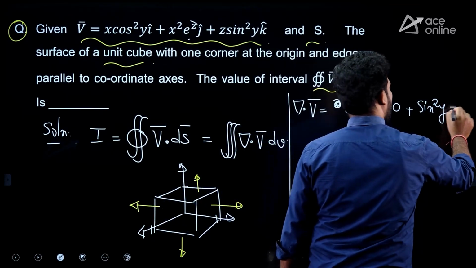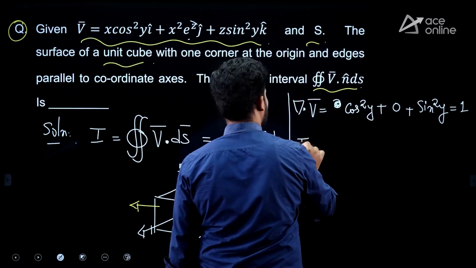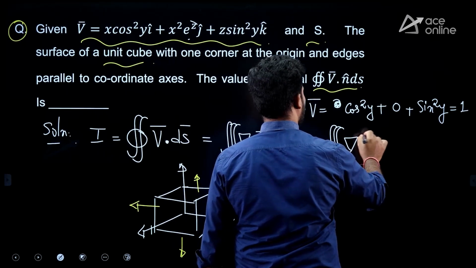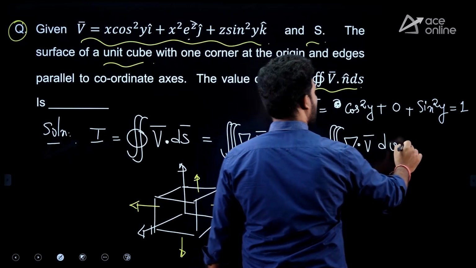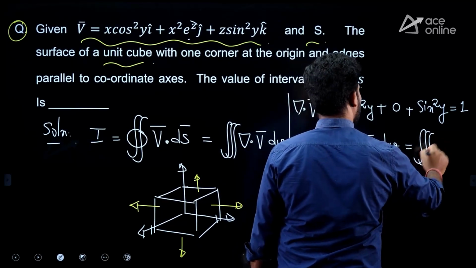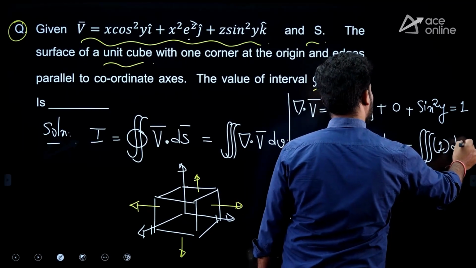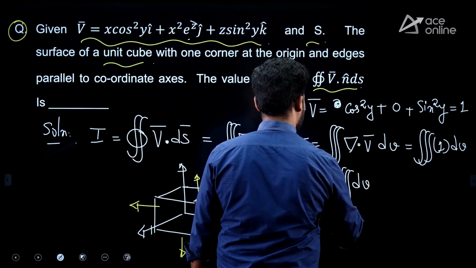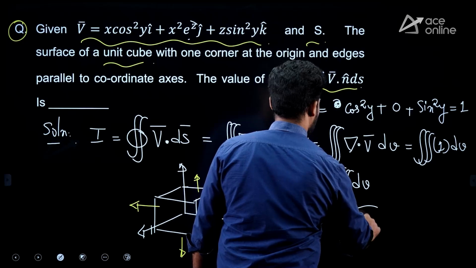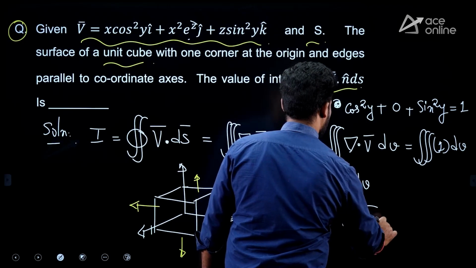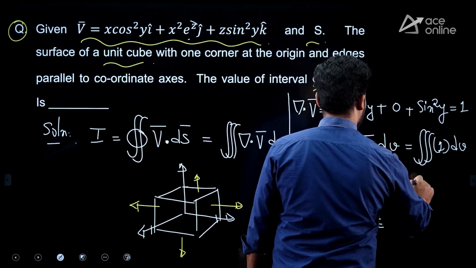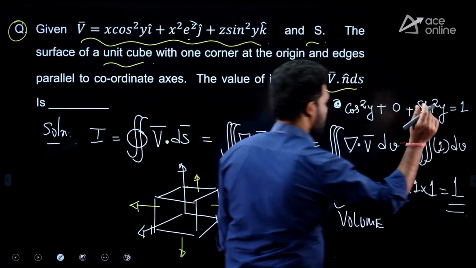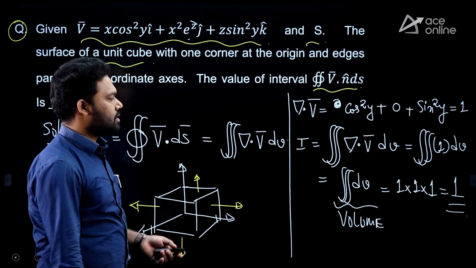Fine. So once you have got this one, you can make use of this integral. It is volume integral of divergence of V into dV. So you can substitute this one. It is 1 into dV. So this is volume integral of dV. This is nothing but a volume. Volume of the box, which is 1 into 1 into 1, which is equal to 1. Clear guys? So the answer for this is 1.